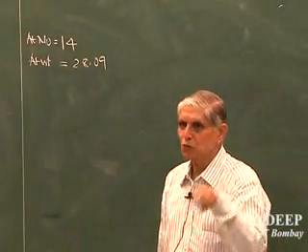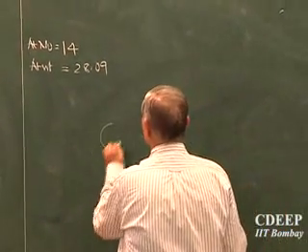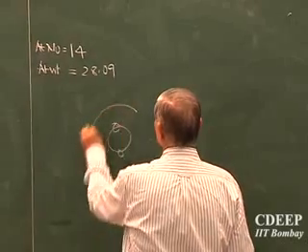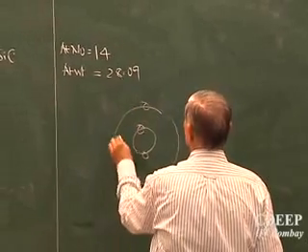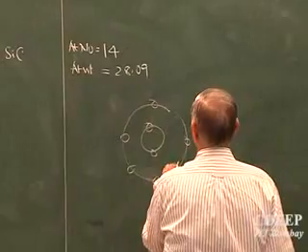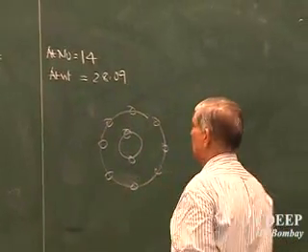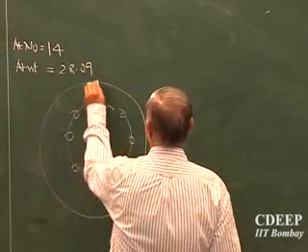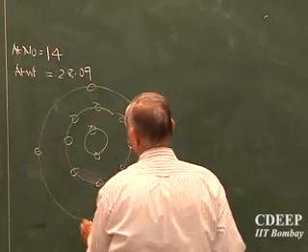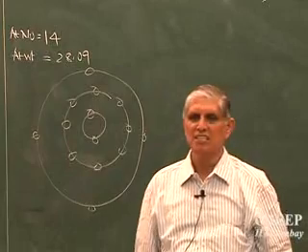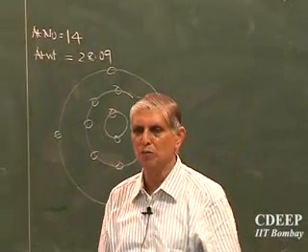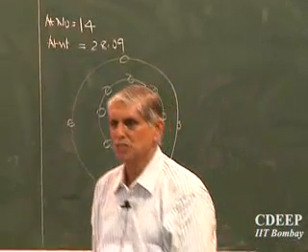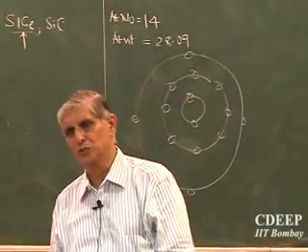In the first shell two, in the next eight, then four. So these are tetravalent materials. Silicon and germanium are tetravalent materials, that is, a valency of 4.